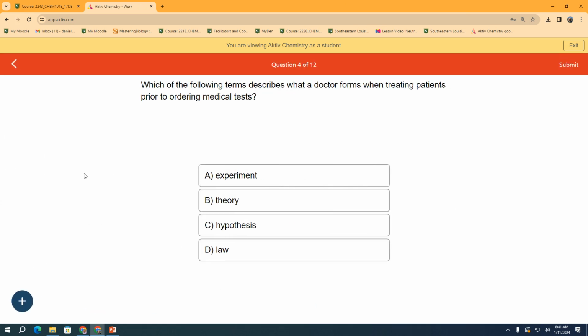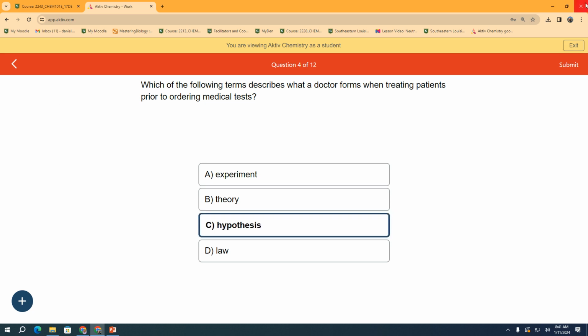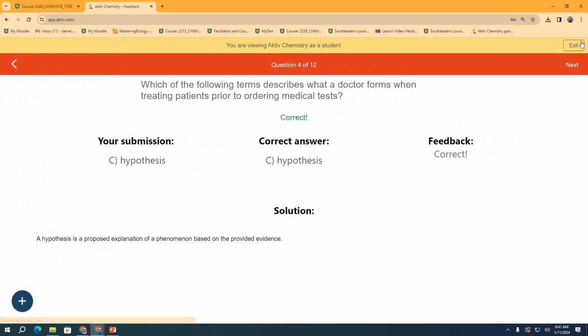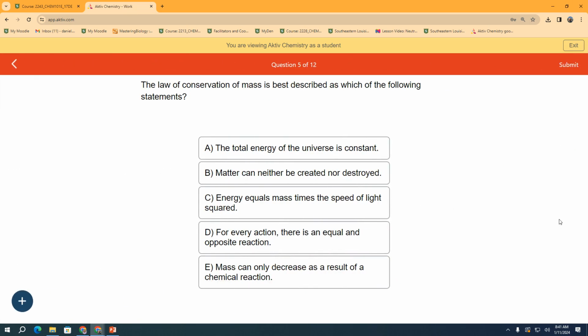All right. Number 4. Which of the following terms describes what a doctor forms when treating patients prior to ordering medical tests? A hypothesis. Number 5. The law of conservation of mass is best described as which of the following statements? Matter can neither be created nor destroyed.